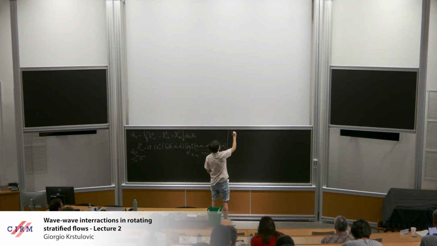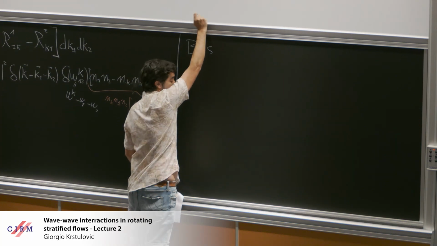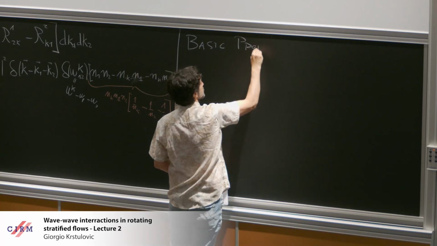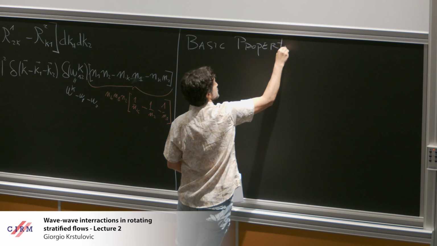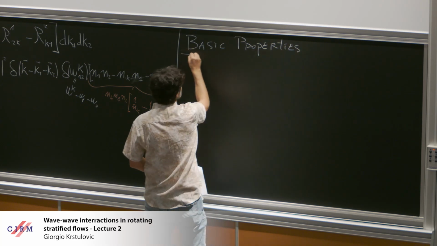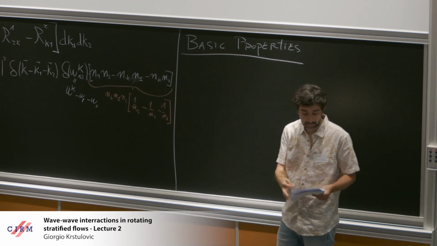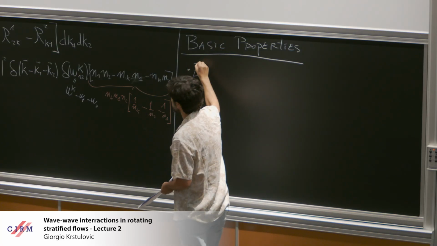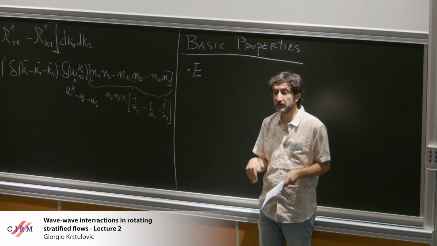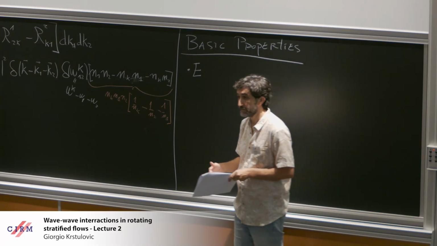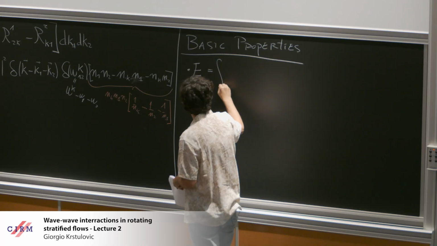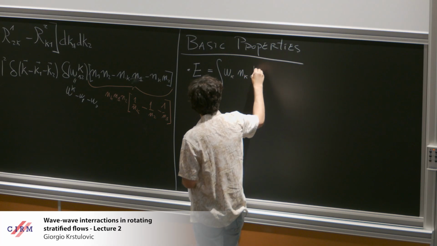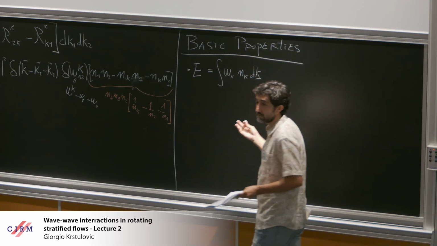Okay, what are the basic properties of the kinetic equation? Before finding some solutions, perhaps the most important in this case is the energy. So remember that the energy, at leading order, is just the quadratic part of the total energy, which you can write as omega k dk. This is a conserved quantity.